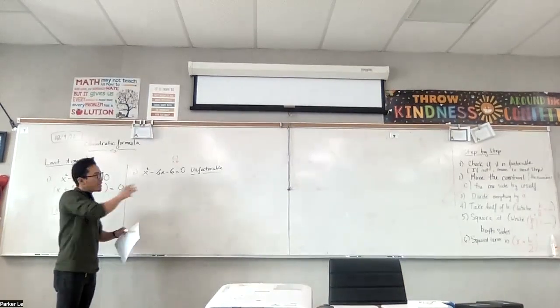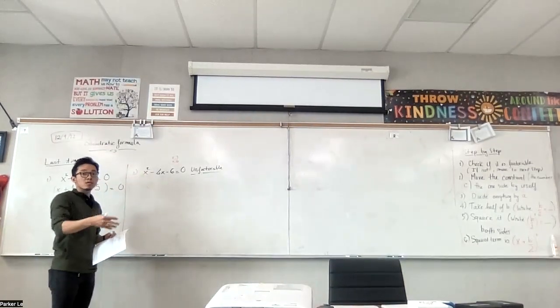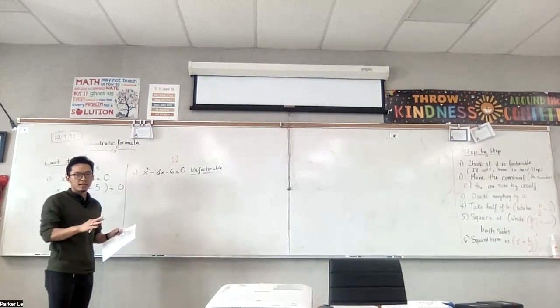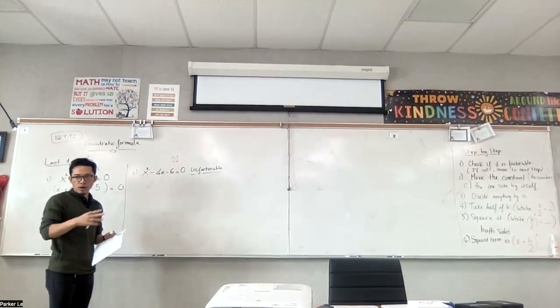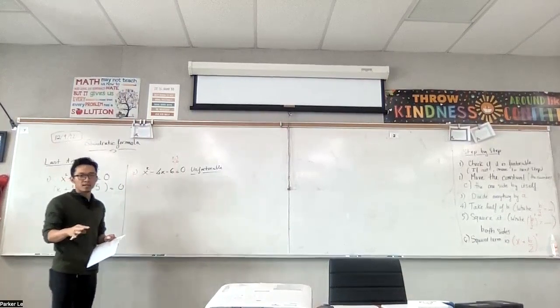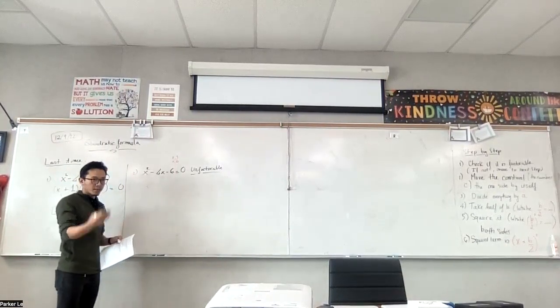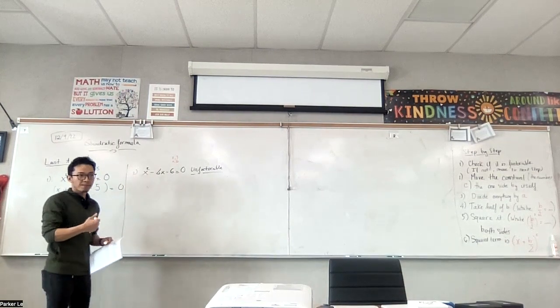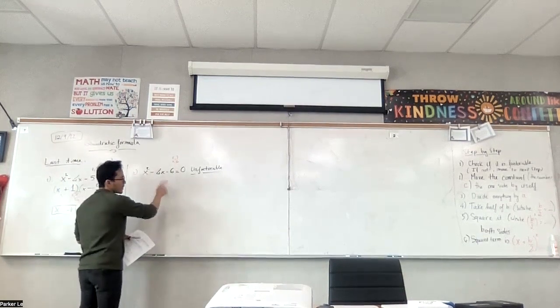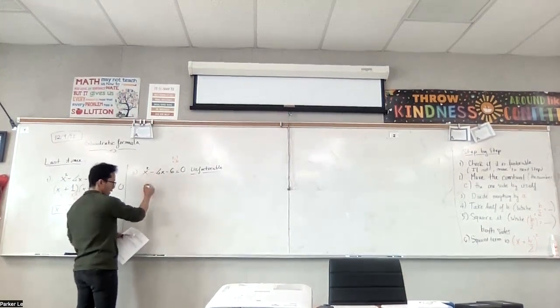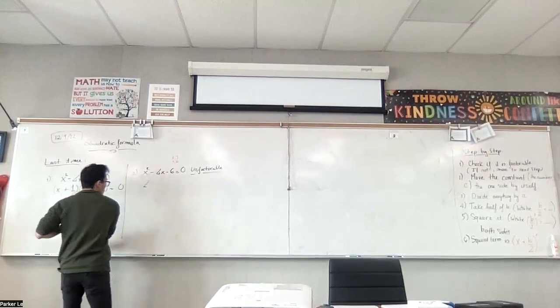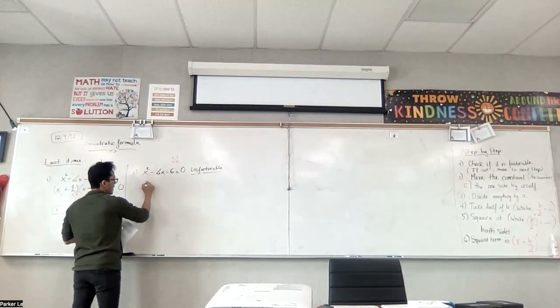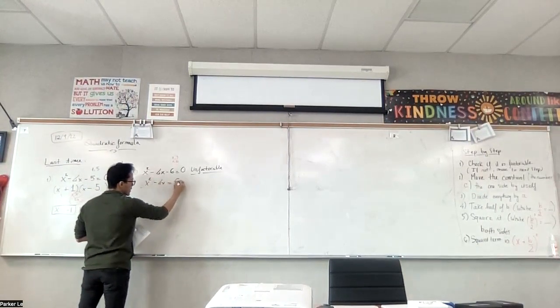If the question is only asking you to solve, then you can use any method. You can use quadratic formula because quadratic formula works for every equation. But if I ask you specifically, solve this equation by completing the square, then you need to complete the square. How can I complete the square for this one? You move the constant to the right. So x squared minus 4x equal to 6.